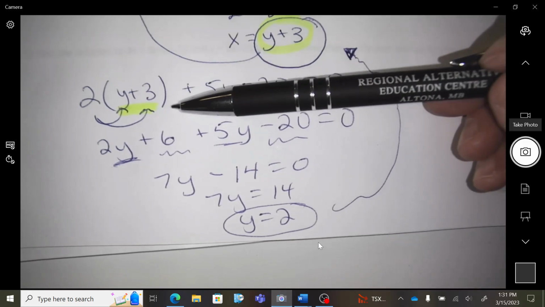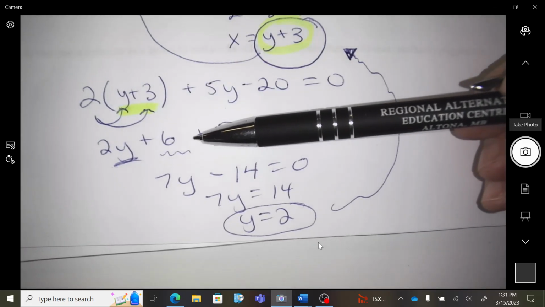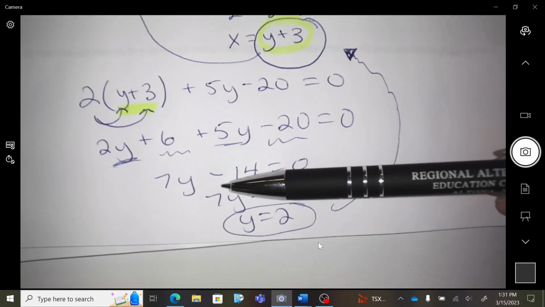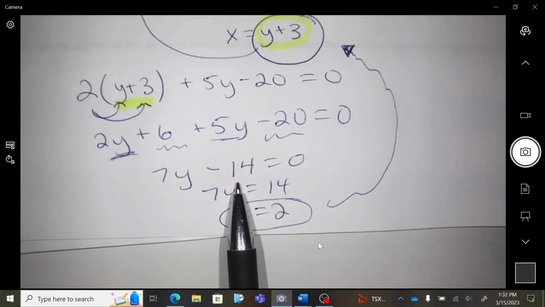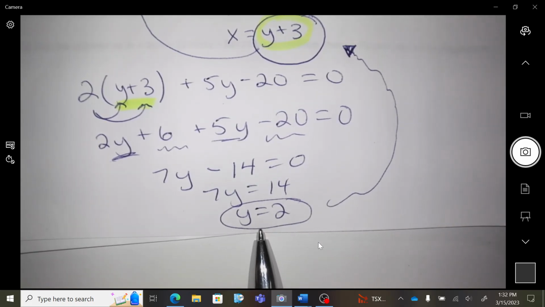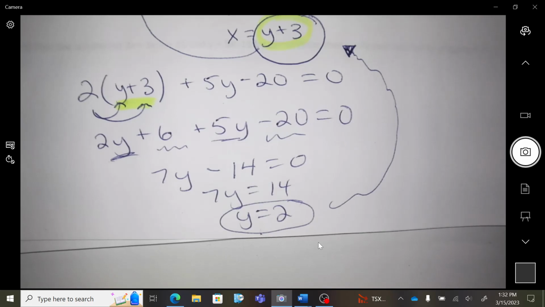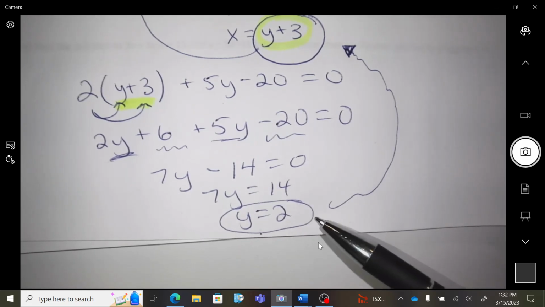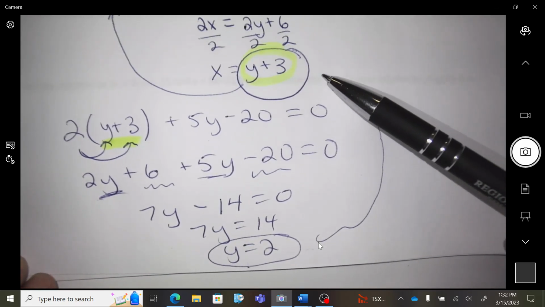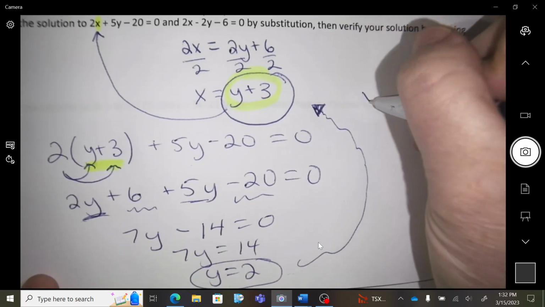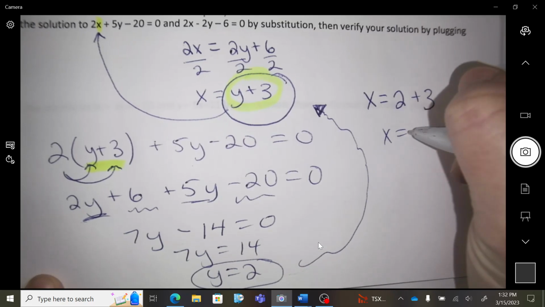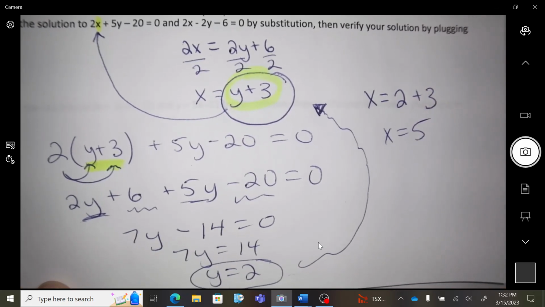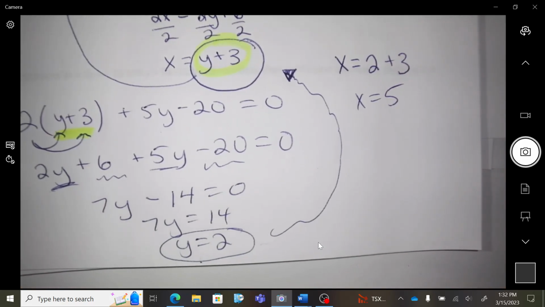Okay, so what I did was my bracket distribution there, collected the y's, so I got 7y, collected the numbers, moved, divided, that's the isolation part, y equals 2. Okay, so then I went back up here, and if y equals 2, x equals 2 plus 3, so x would equal 5. So my final answer is written how so?